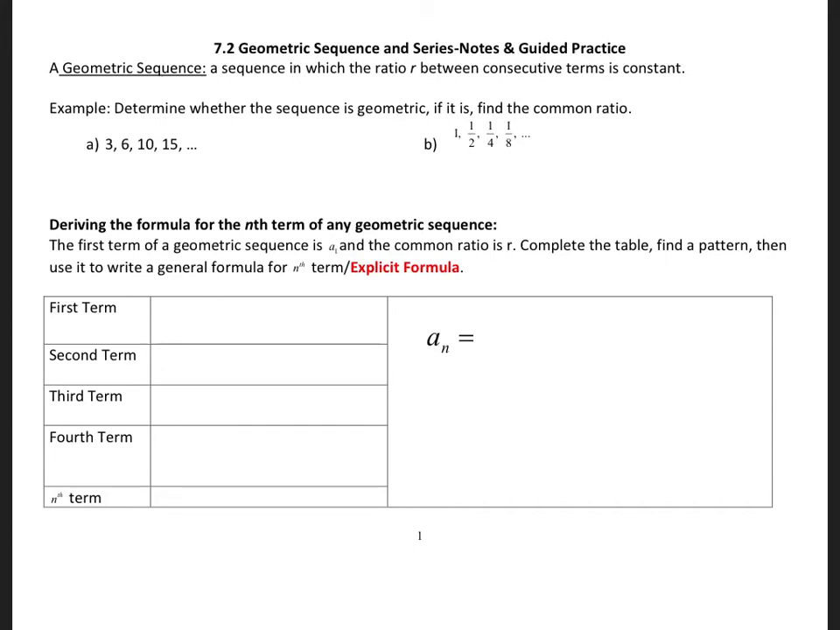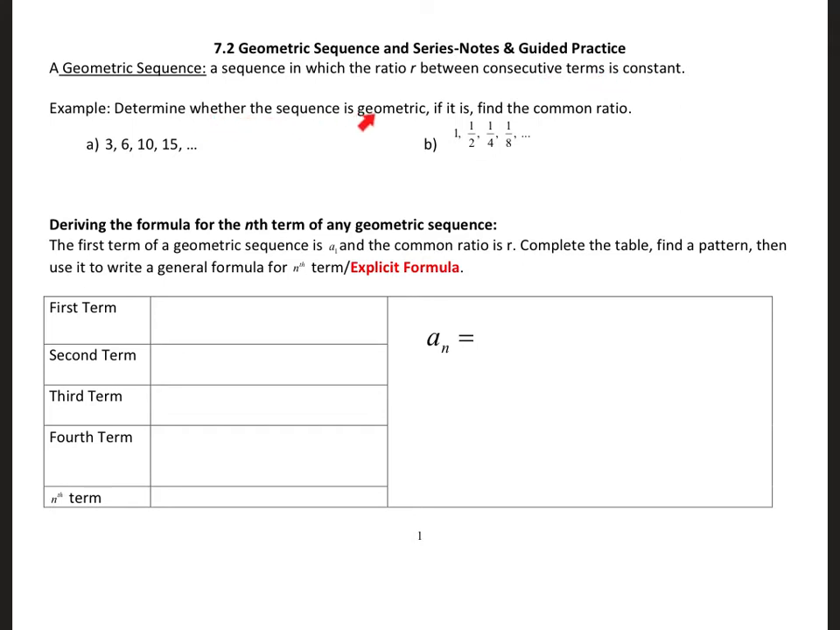In this video, we are looking at geometric sequences. We are also going to be looking at the geometric series. A geometric sequence is a sequence in which the ratio, denoted by the letter r, between consecutive terms is constant. Here we have some examples.